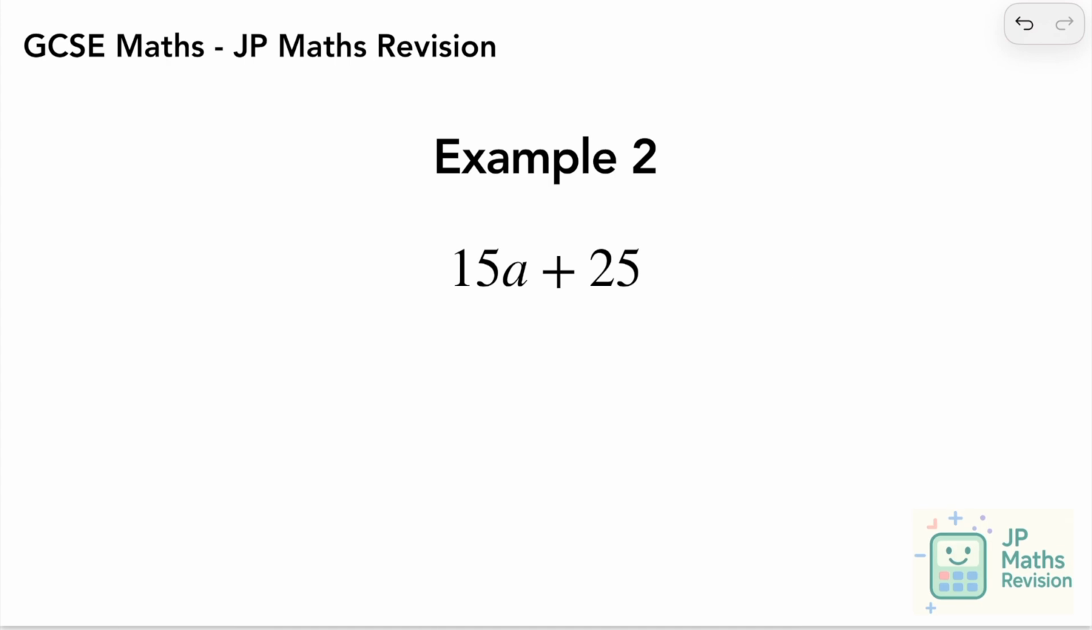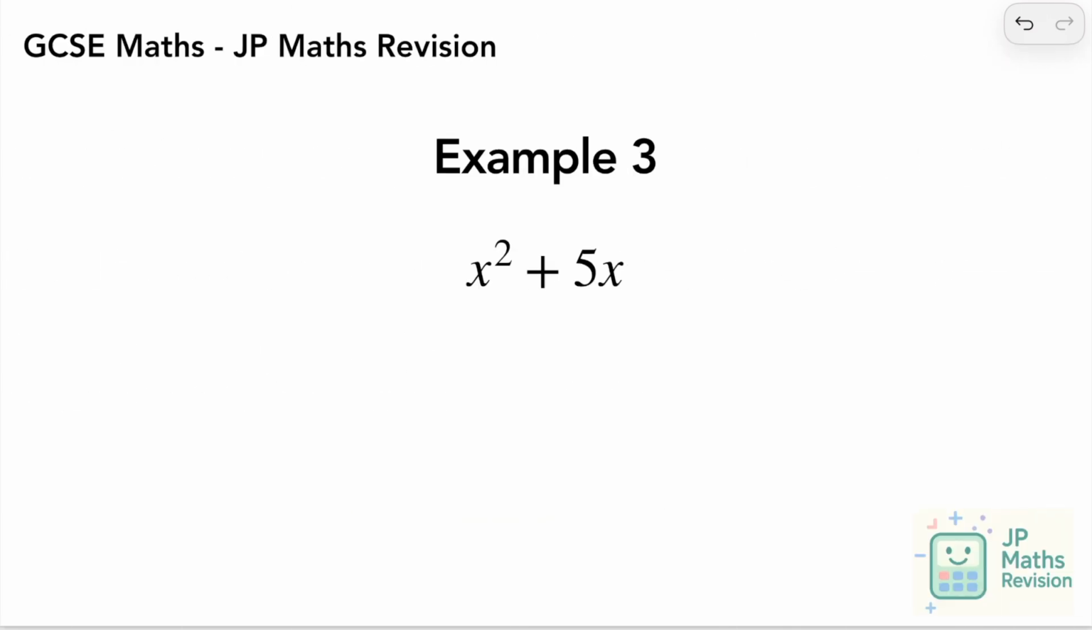So this example here, we have 15a plus 25. So we need to find the biggest number or term that goes into both 15a and 25. So in this case, it's 5. So 5 goes into 15a and 5 goes into 25. There's nothing bigger. So I'm going to put 5 bracket, and then 5 times 3a is 15a, and 5 times 5 is 25. So I'm going to write it as 5 bracket 3a plus 5.